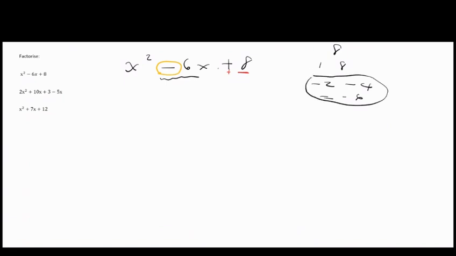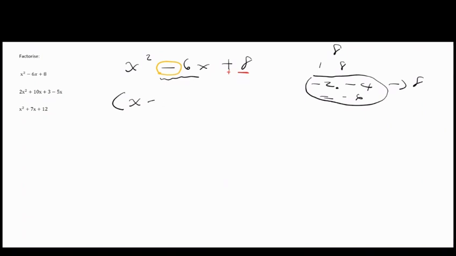So we have x squared minus 6x plus 8. Now let's write the x here. Now we're going to break this down. We know that negative 2 and negative 4, when we times them together, they give us an 8. But when we say negative 2 minus 4, that gives us negative 6. That is exactly what we want.